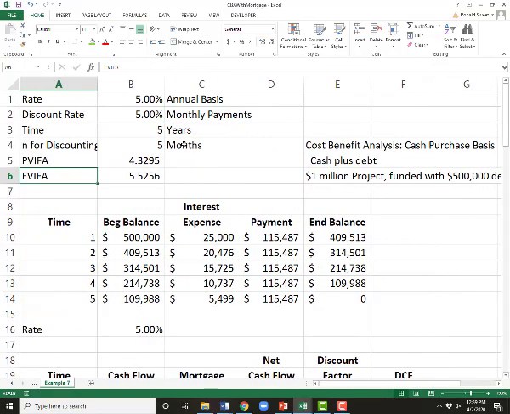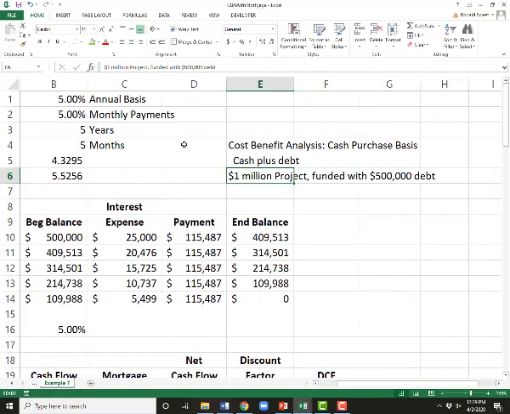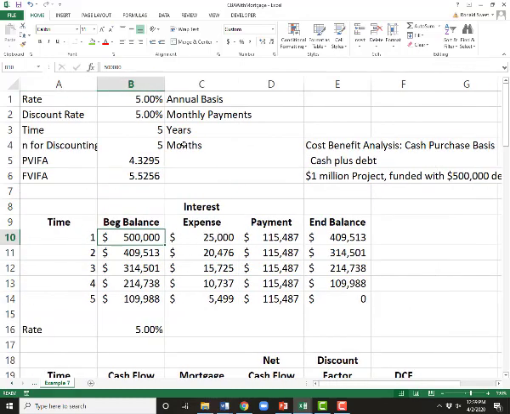So let's say you have a $1 million project and you're going to fund it half with debt and half with equity. So you'll put $500,000 down and you'll borrow $500,000. So here's your mortgage, $500,000. Remember, we did this with your Excel applications 2 and 3. We set up the present value interest factor annuity. There's our payments, there's our interest expense, and you can see the mortgage gets paid off at the end of 5 years.